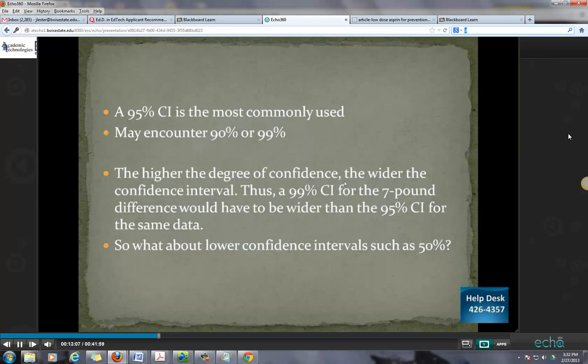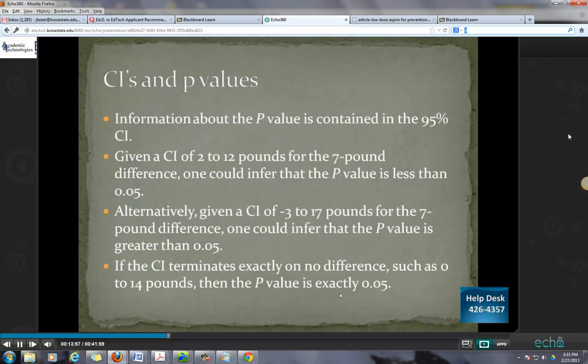The higher the degree of confidence, the wider the confidence interval. So if the researcher decides they want a 99% confidence interval, if you want to be 99% confident that the real results, if the study is repeated multiple times, fall somewhere in that range, it's going to have to be wider than if you'll settle for a lower confidence level. So what if you only want to be 50% confident that the actual outcome lies somewhere within a range of data? Well, if I only want 50% accuracy, then my confidence interval could be narrower, because you're only having to be right 50% of the time instead of 95% of the time.